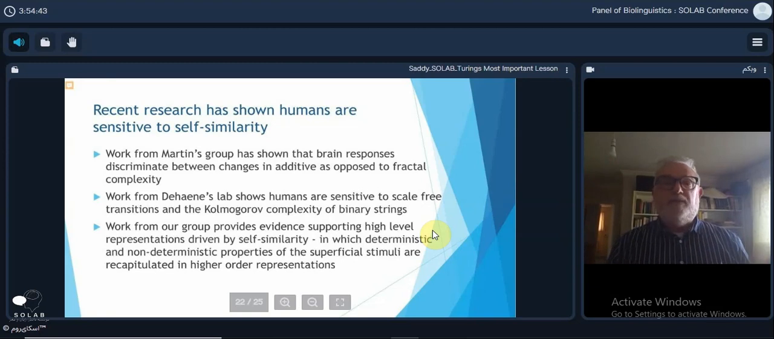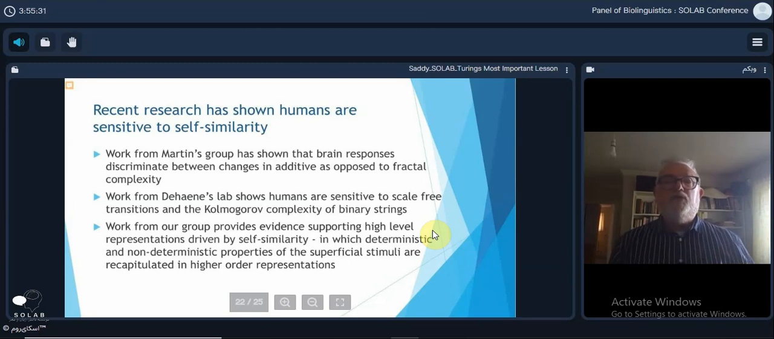Dehaene's lab has shown that humans are sensitive to scale-free transitions, and in fact, the Kolmogorov complexity of binary strings. Kolmogorov complexity is a weird one. It is actually described as the number of statements necessary in a computing program to generate the binary string that you're looking at. So clearly, we're not reverse engineering the binary string to come up with the answer to the Kolmogorov complexity. But in fact, when we look at humans' behavior, they behave as if, as Diego said, they're actually sensitive to Kolmogorov complexity. And then in my own work, we've got evidence supporting high-level representations driven by self-similarity.